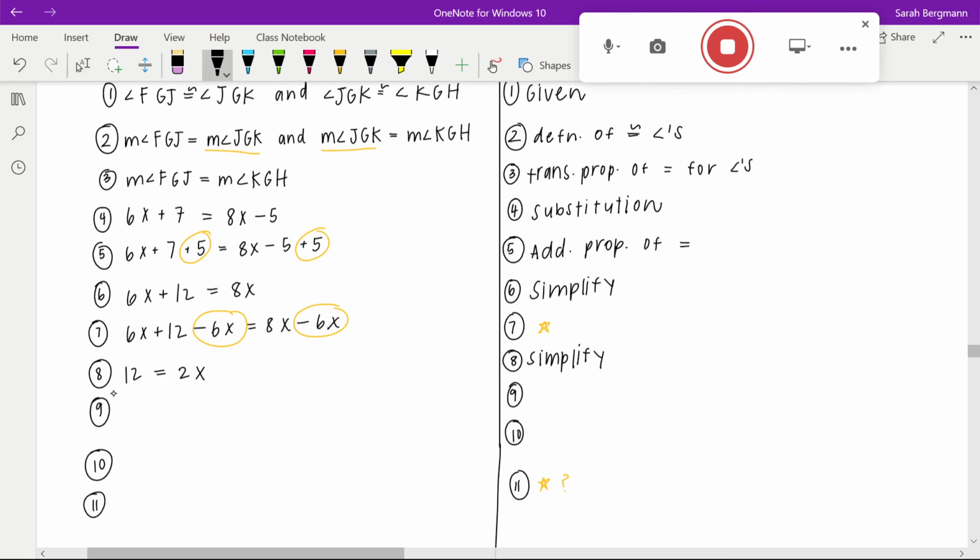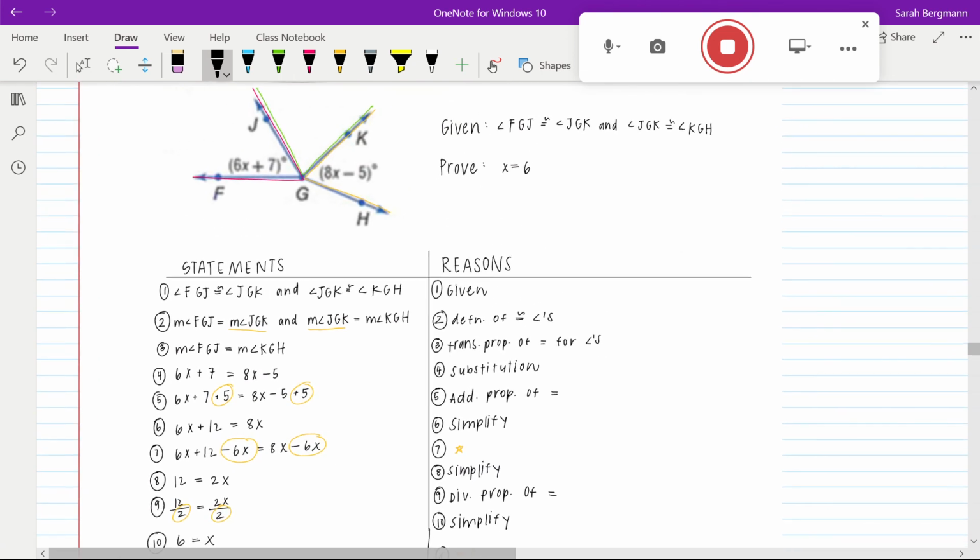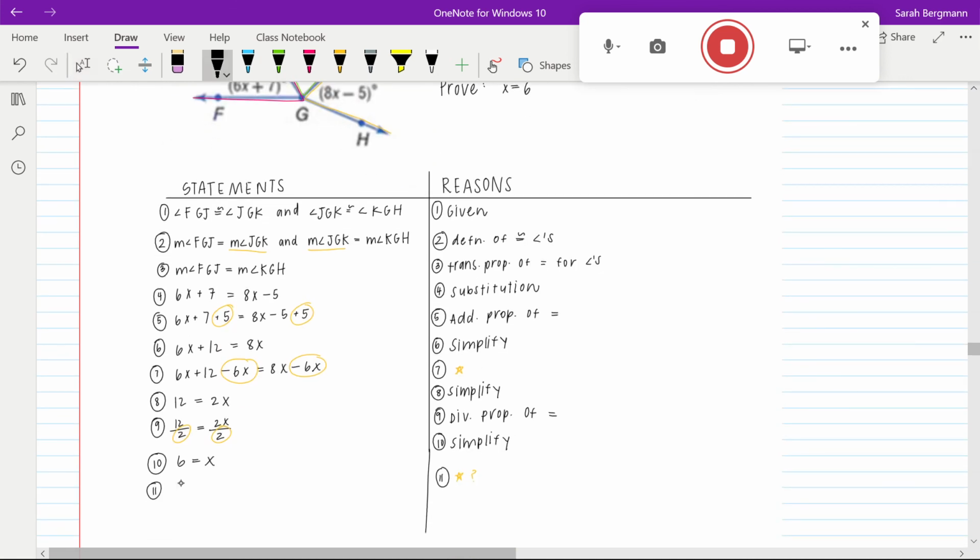In order to get x by itself, I need to divide both sides by 2. Dividing by the same number on both sides of the equation is known as the division property of equality. And finally, I can simplify this to get 6 equals x, which is very close to my answer. However, my question said to prove that x equals 6, not 6 equals x. So see if you can come up with a way. What is the property called that tells us that we are allowed to flip this equation to say x equals 6 instead of 6 equals x?